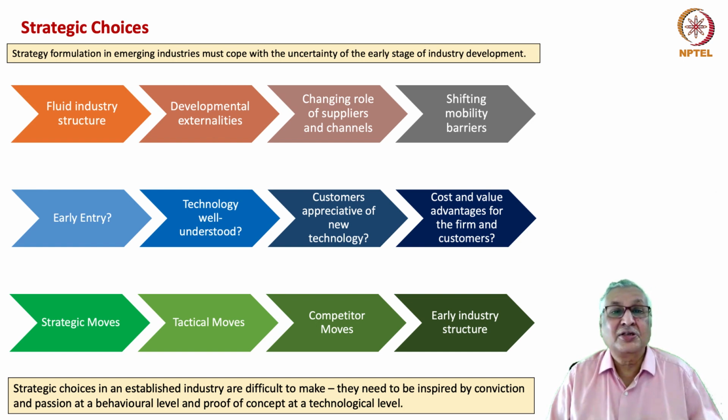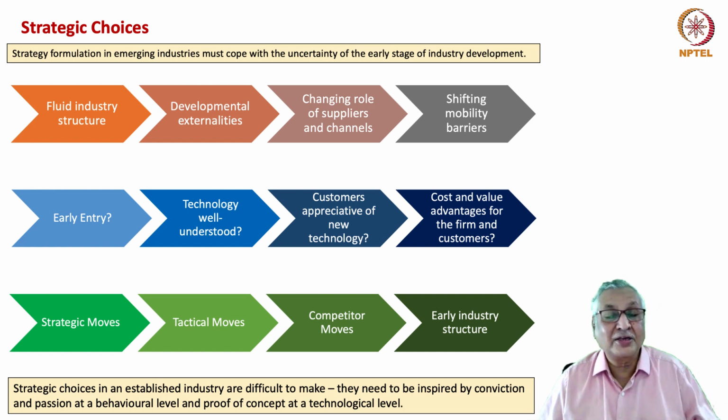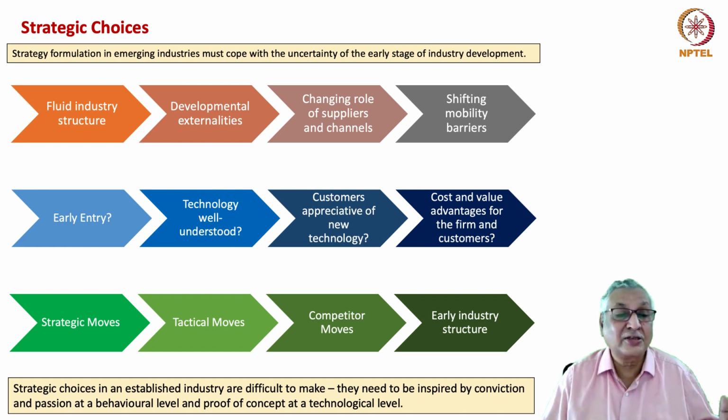Strategy formulation in emerging industries must cope with the uncertainty of the early stage of industry development. If you conquer the early stage of emergence of an industry, then you are set for a smooth movement going forward. So, what are the characteristics of the early stage? Fluid industry structure, developmental externalities, you are dependent on several other factors except your own proprietary technology. Changing role of suppliers and channels, you've got to groom them to come into your ecosystem. Shifting mobility barriers, this product appears feasible today but suddenly infeasible tomorrow, so you can't enter that segment.